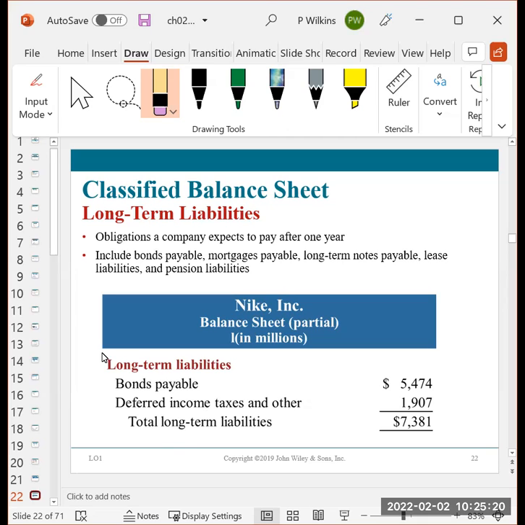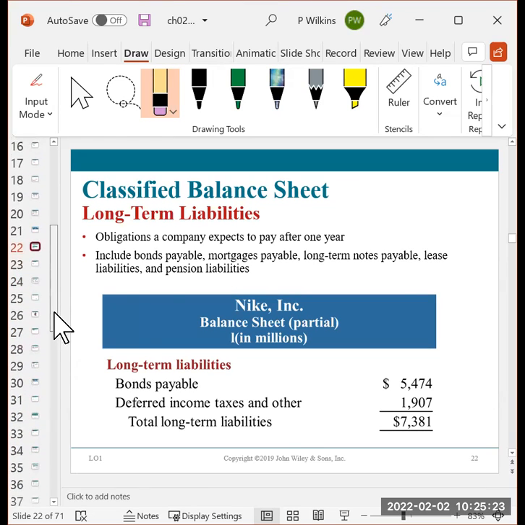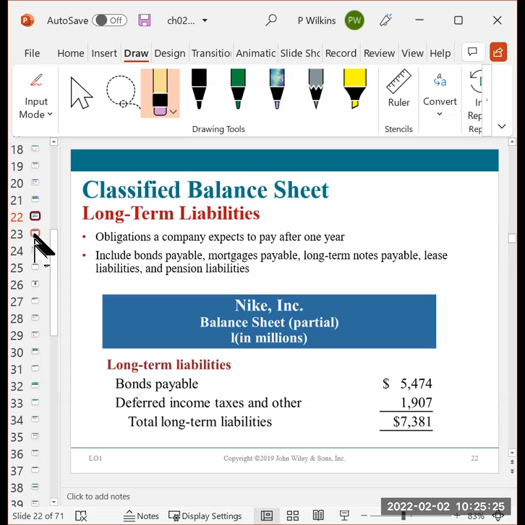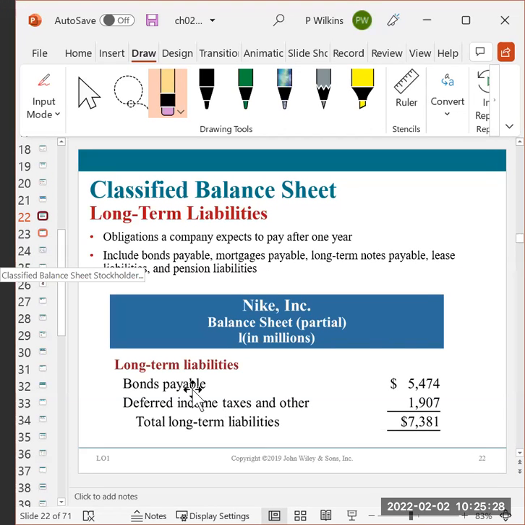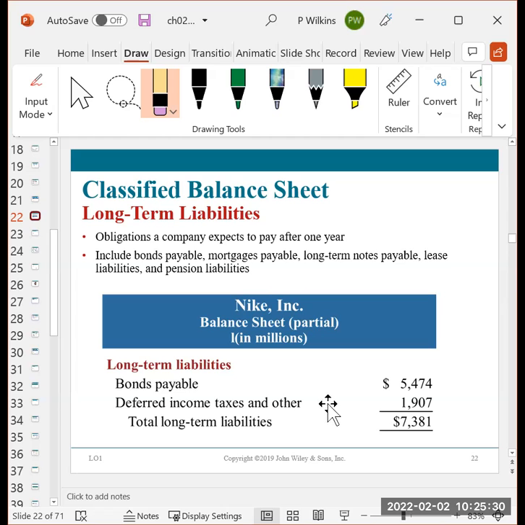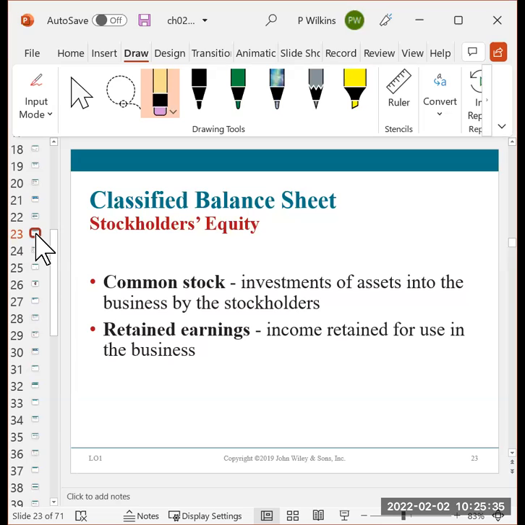Okay. And this is kind of showing you a financial statement here for Nike. You might see bonds payable, but you're not going to see deferred income taxes and other. You're not going to see anything with that title. Okay. And then the stockholders' equity section, it's the same as it was when we did chapter 1. For the balance sheet, you have common stock listed first. Those are investments of assets into the business by stockholders. And then you have retained earnings, which is what you figured out from your income statement, what you have retained for use in the business after you've paid all your expenses.